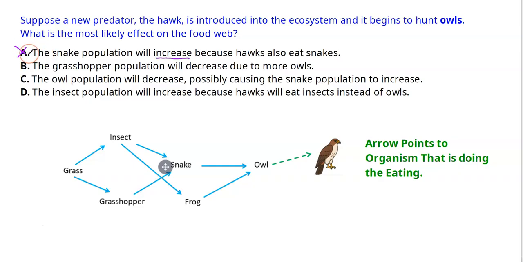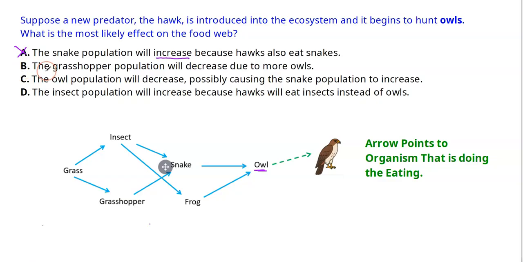So I can get rid of A, but let me explain a little further because I think answer choice A is a little confusing. In reality, hawks do eat snakes. But we're just looking at this modified, simplified food web, and it's only showing that the hawk is eating the owl. The hawk is not directly eating the snake in this food web, so that's another reason that A does not make sense, because it says the snake population will increase because hawks also eat snakes, but according to this food web, the hawk is not eating the snake, and if the hawk were eating the snake, the population would decrease, not increase. I found A a little confusing, so I wanted to explain that.